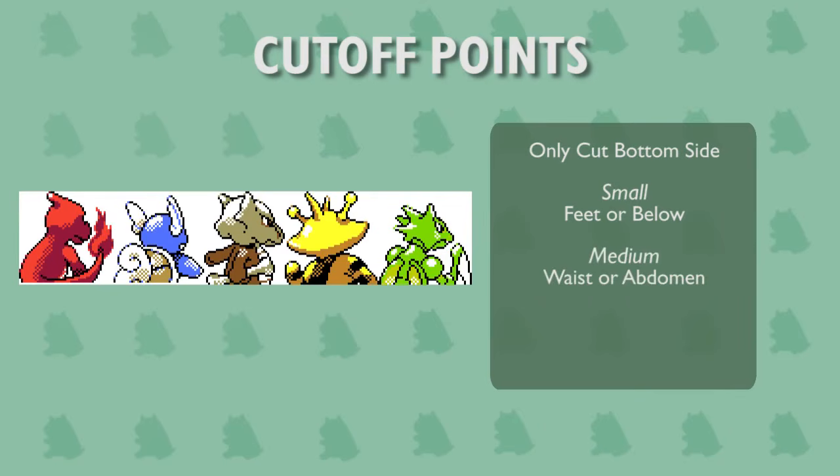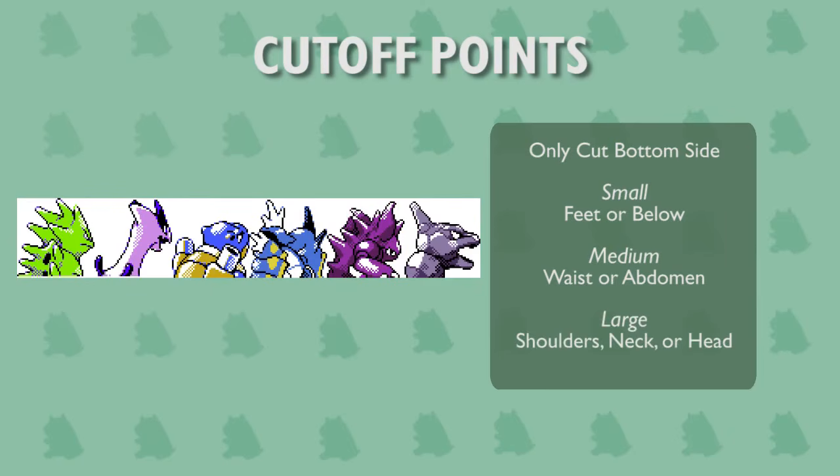The cutoff for medium-sized ones is at the waist or lower chest. The cutoff for larger ones is at the shoulders, neck, or head. Angle-wise, you generally see only the back of the head. It's usually the Pokemon with longer snouts that have their eyes showing. In those cases, when eyes are present, make them look up and right at the opponent.